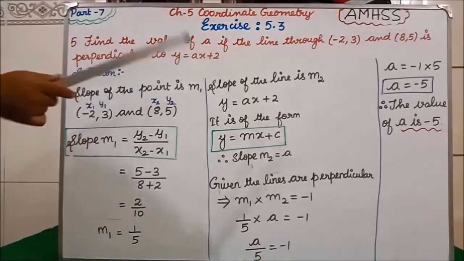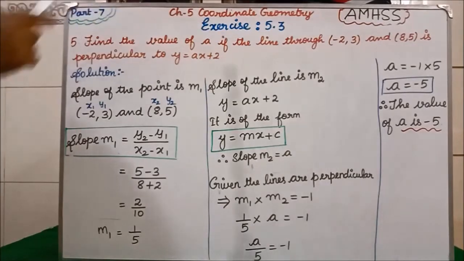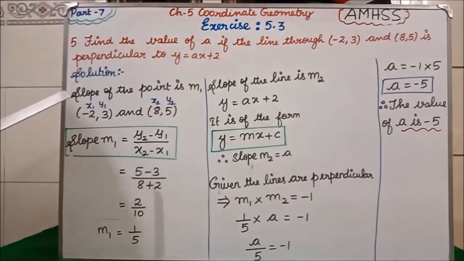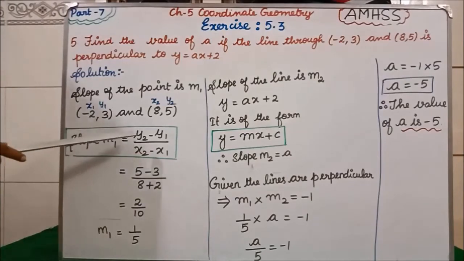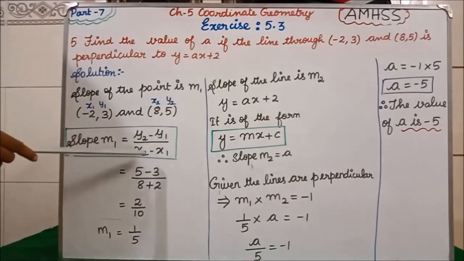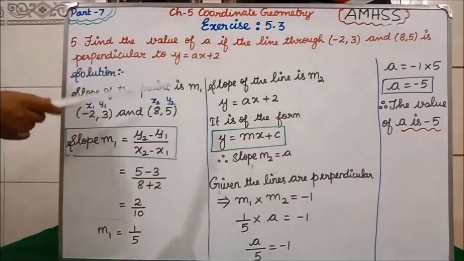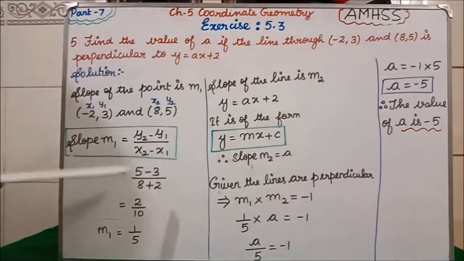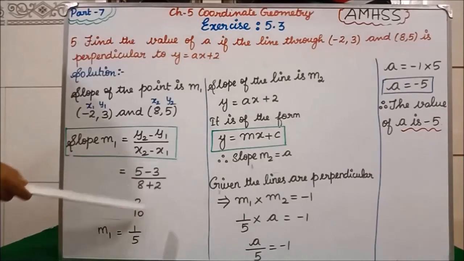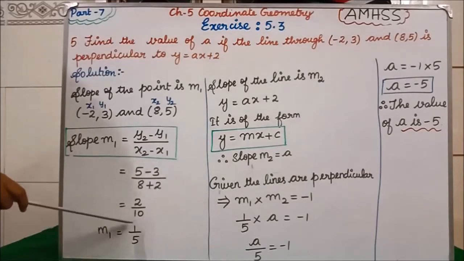Slope of the points is m1. The 2 points we are going to solve using the two-point formula, which we learned in exercise 5.2, isn't it? What is that? y2 minus y1 divided by x2 minus x1. You know this is x1, y1, x2, y2. You just substitute: 5 minus 3 is 2, 8 plus 2 is 10. If we cancel, we are getting m1 value is 1 by 5.